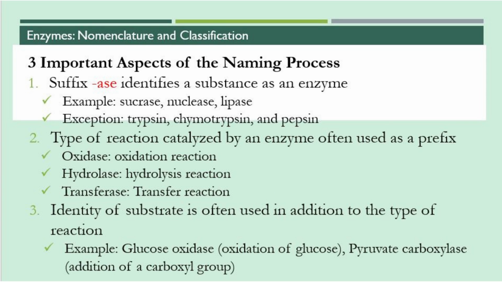Okay, now let's look at the three important aspects of the naming process of enzymes. We have three points here. First is that, very often when we encounter enzymes, their names almost always end with the suffix -ase. For example, sucrase, nuclease, lipase, carbohydrase, and what else? Common words that end with the suffix -ase, that alone can already tell you that the molecule is an enzyme.